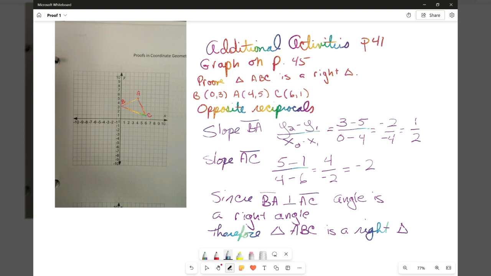If you were going to show that, say, a square was on this graph, you would have to show 4 right angles. But because it's just showing that it's a right triangle, all you need to do is show one right angle and you're done.